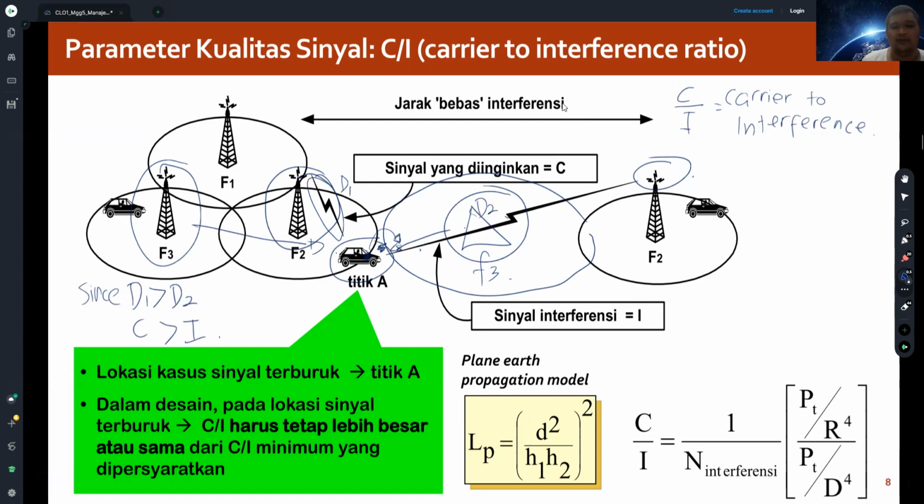That's why, in order to design the wireless communication system, the C2I power has to be larger than or at least the same as the C2I minimum, or what we call the C2I threshold.